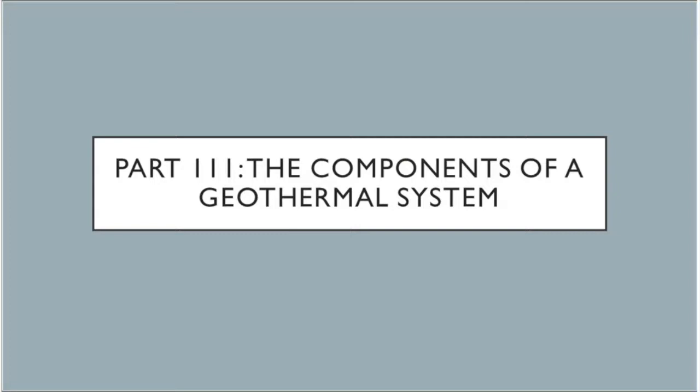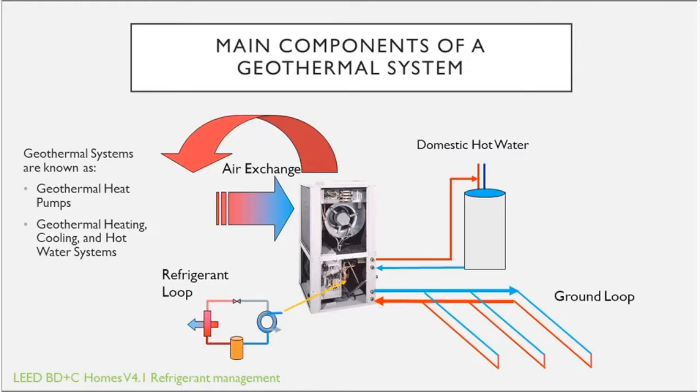All right, so the components of a geothermal system. The main components of a geothermal system are the ground loop itself. Then we have our heat exchanger inside the system. Technically, we have kind of two, you could say.